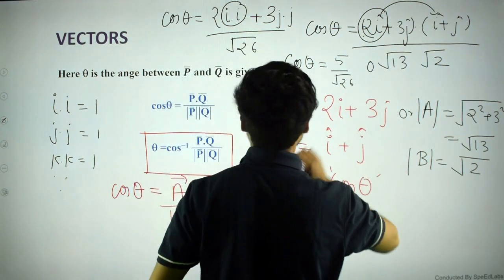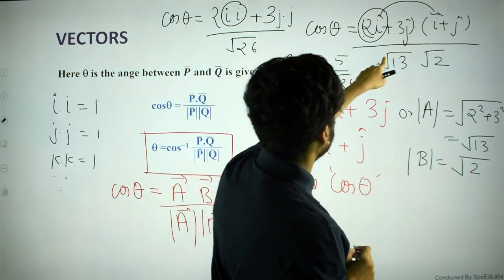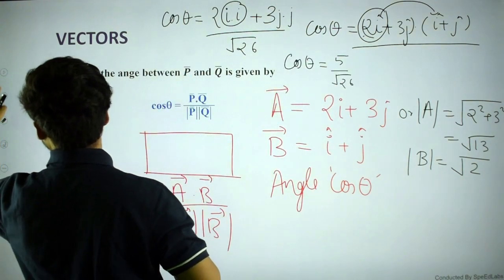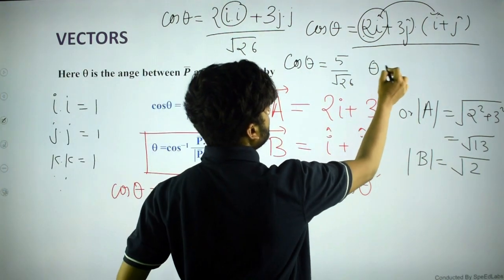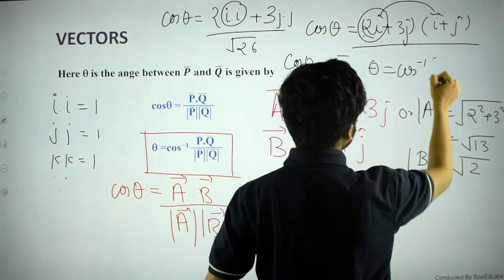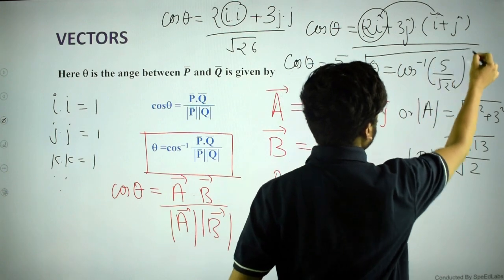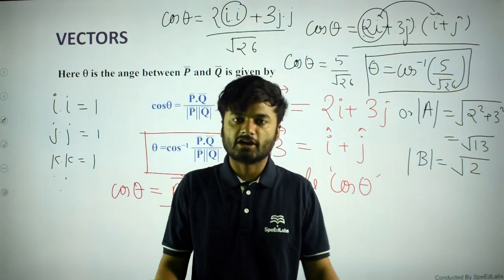You can write here what is actually the theta. Theta will be cos inverse 5 by root 26. So this is how you can find the angle theta between the two vectors when you are asked for the dot product. This is all about the dot product.